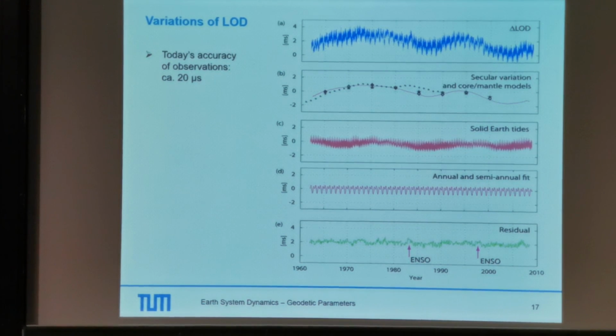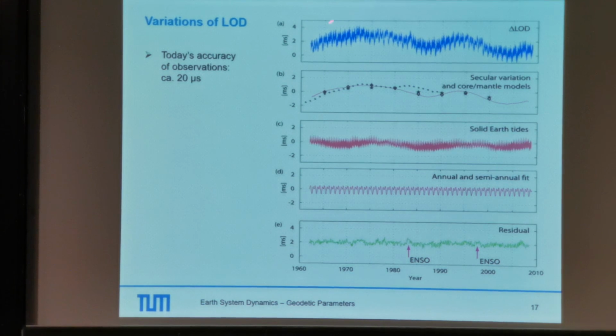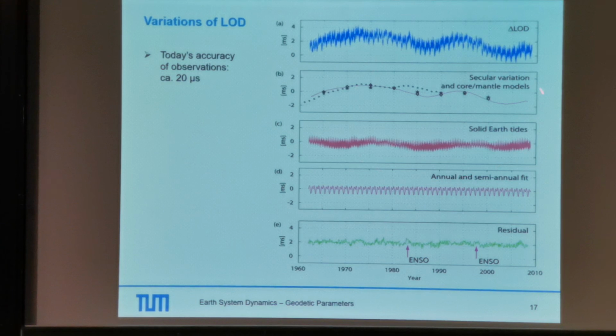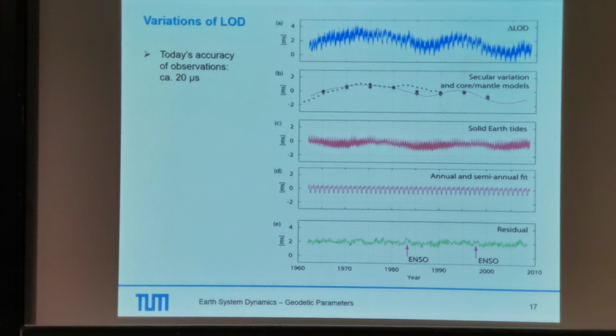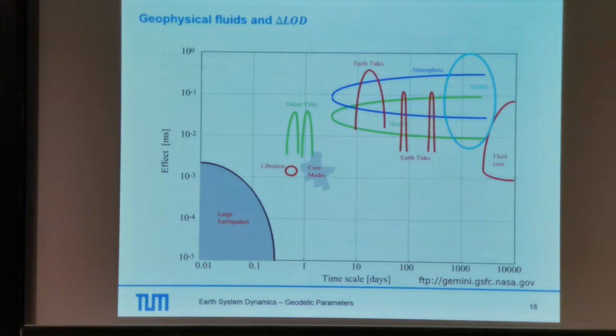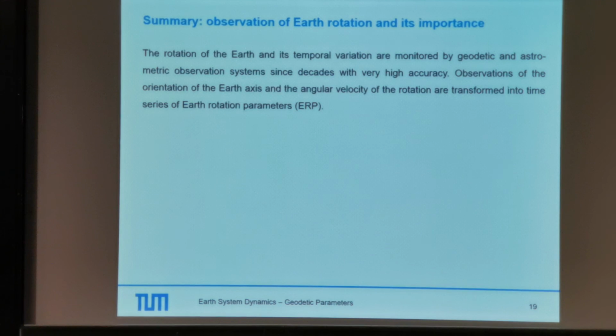Somehow it's quite impressive that we already moved on from the blue line here, the observations. If we subtract all the model data, we end up with these residuals, so we can explain really a lot of the Earth rotation variation already based on atmospheric and oceanic models, but still there's room for improvement. Okay, final 2 slides. It's a kind of summary.